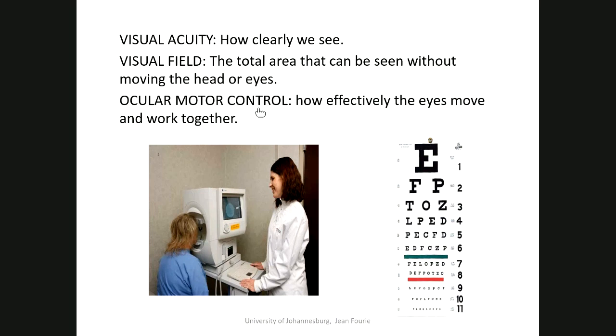Another key thing with vision is ocular motor control. So ocular has to do with eyes, and motor has to do with the movement of your muscles. So this is the movement of the muscles in your eye. How effectively are your eyes able to move? Children need to be able to move both eyes simultaneously together across the page that they are reading without the eyes taking strain.